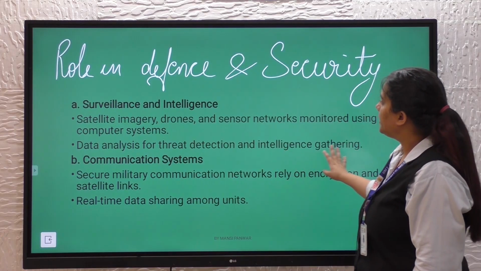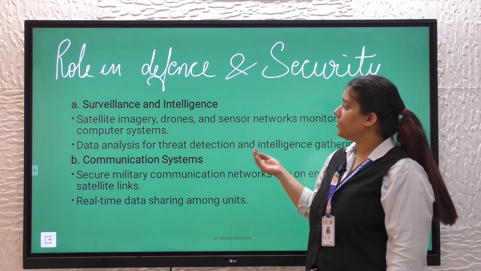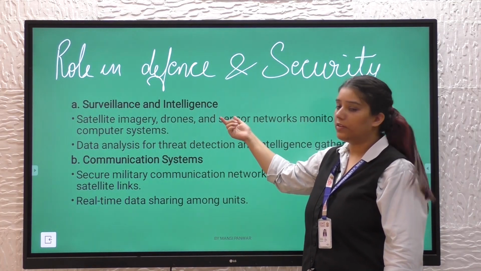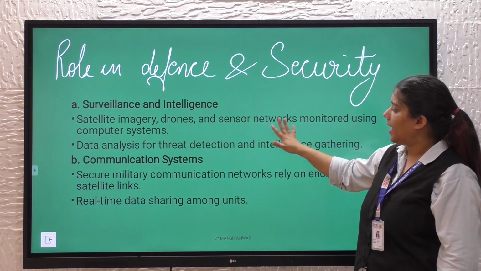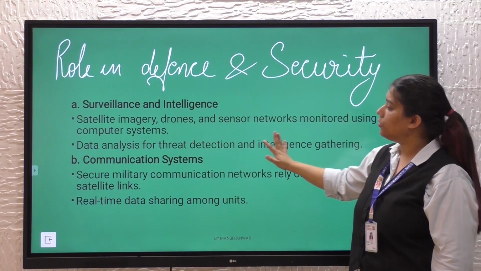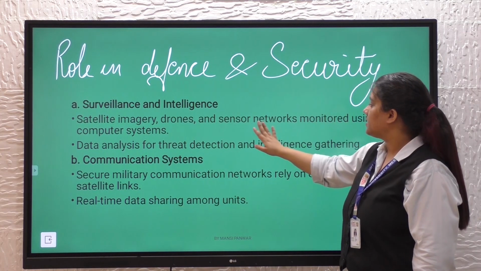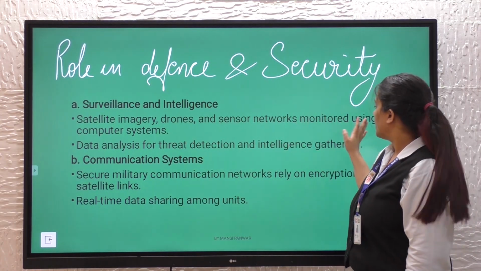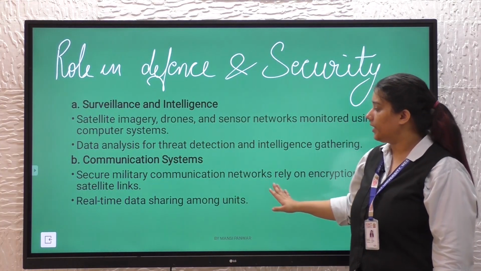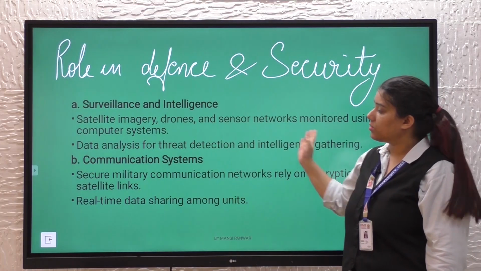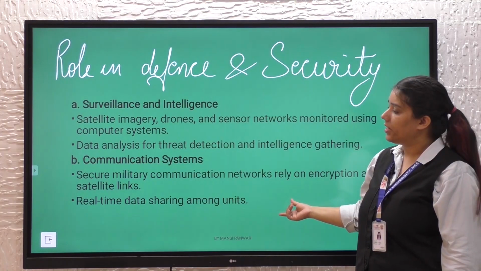Next is role in defense and security. What is the role of computers in defense and security? First is surveillance and intelligence. Satellite imagery, drones and sensor networks are monitored using computer systems. All the drones, satellites and sensor networks can be monitored using only a computer system. Data analysis for threat detection and intelligence gathering is also a feature of computers in surveillance and intelligence.